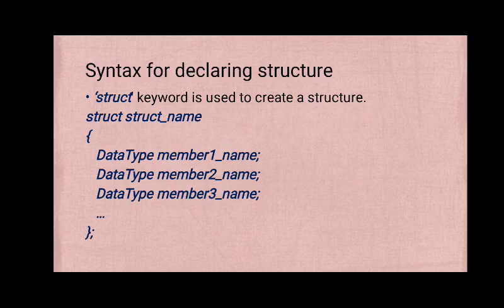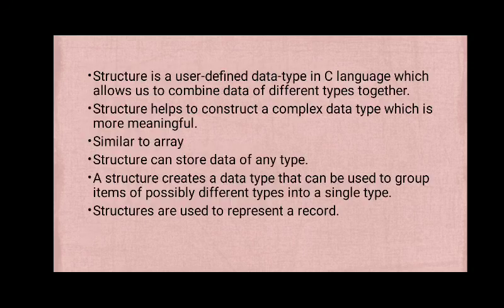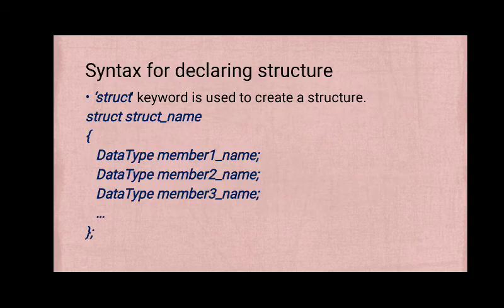For declaration, you give a data type and a member name, another data type and a member name, another data type and a member name. Each of these must be ended by a semicolon. And after that, you have to close the structure by using a flower bracket and end it with a semicolon.